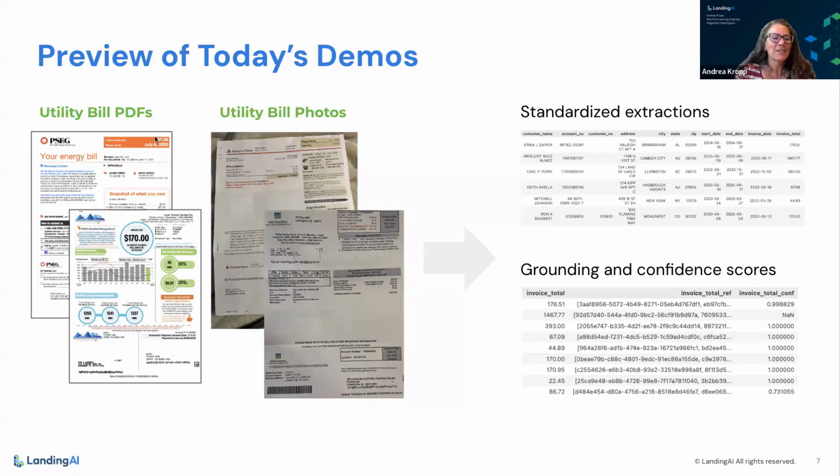So we'll take a look at some nice, clean digital utility bills, and then also these photographs, and show how we can send all of these through agentic document extraction to get some nice standardized extractions out, and also get groundings and confidence scores.